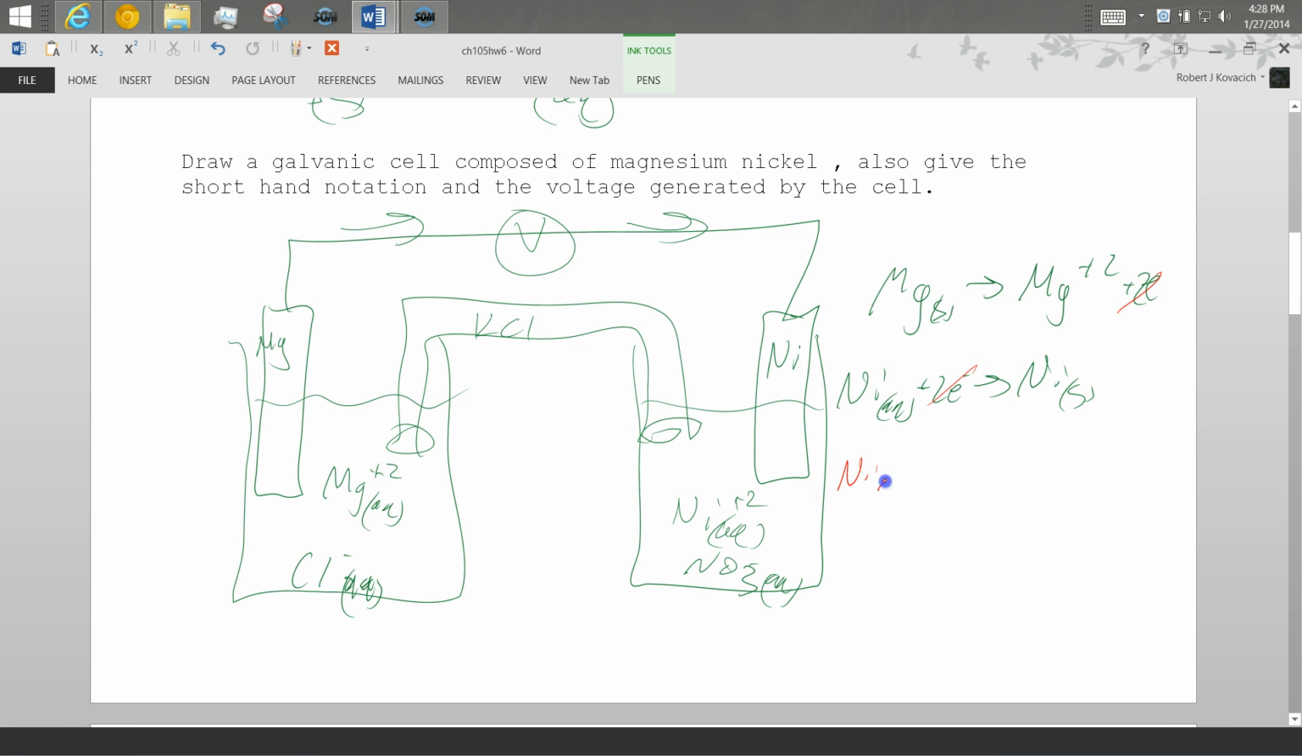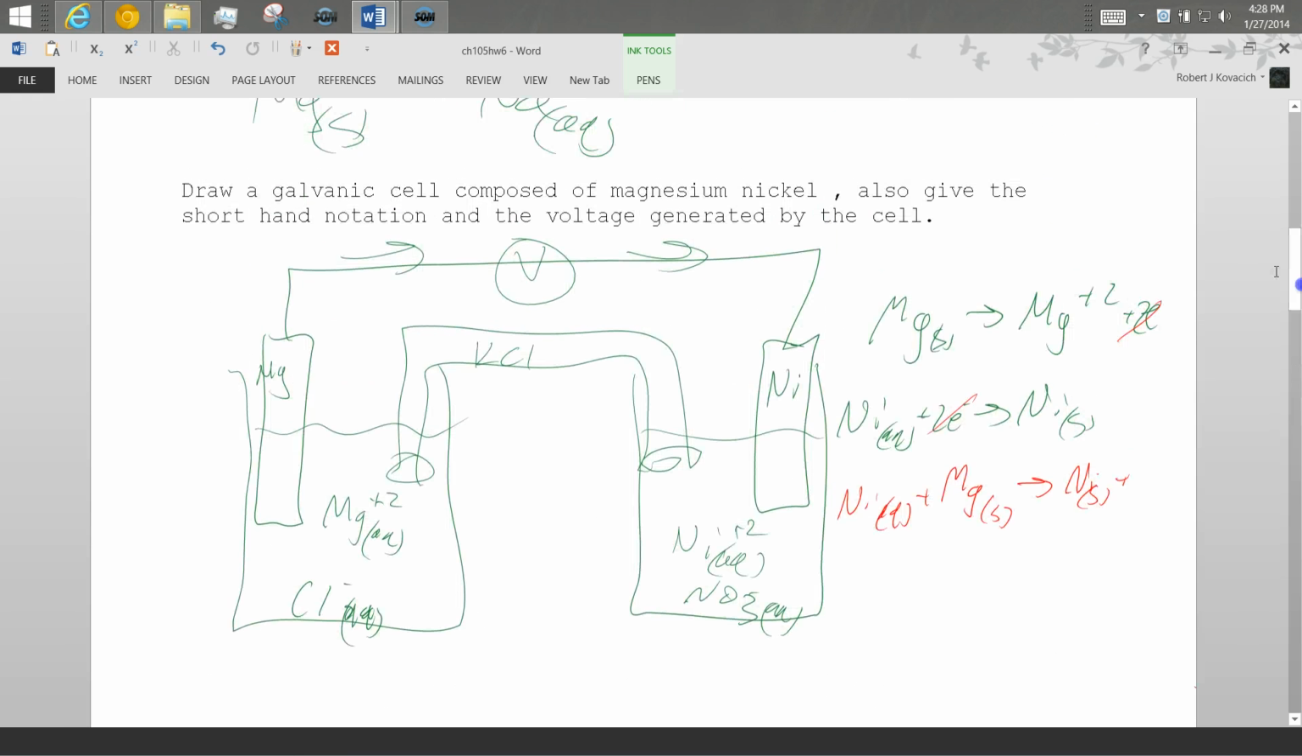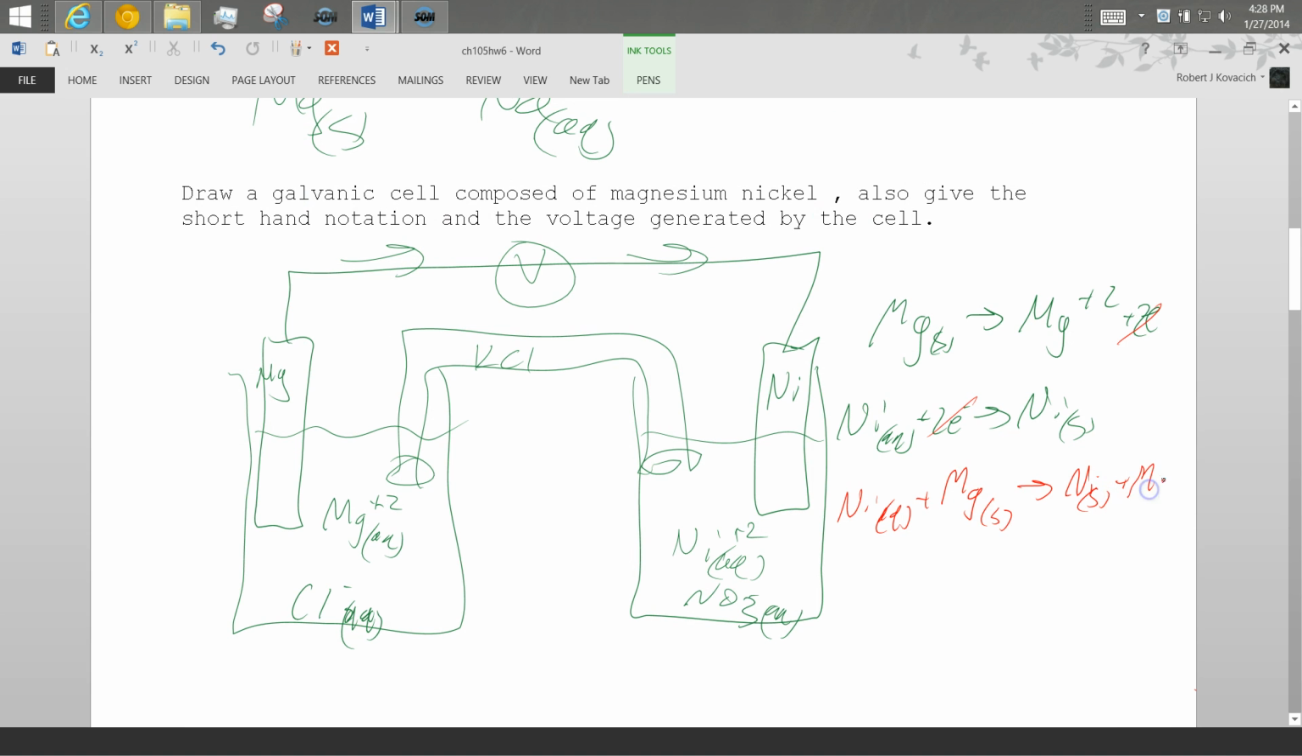I've got nickel aqueous plus magnesium solid, and on the other side of the arrow, I got nickel solid and magnesium aqueous.